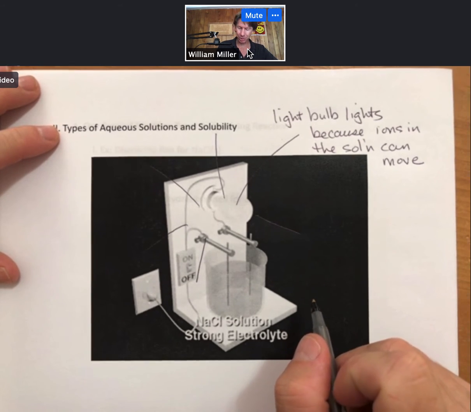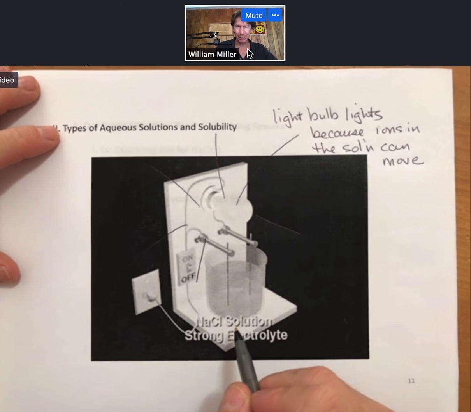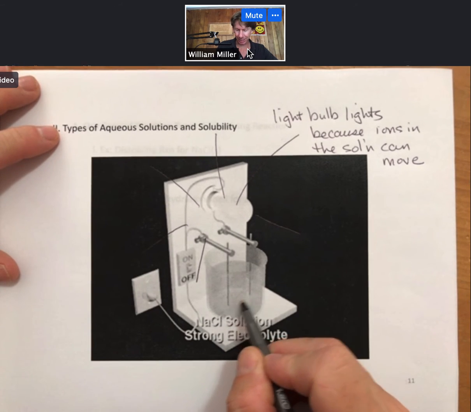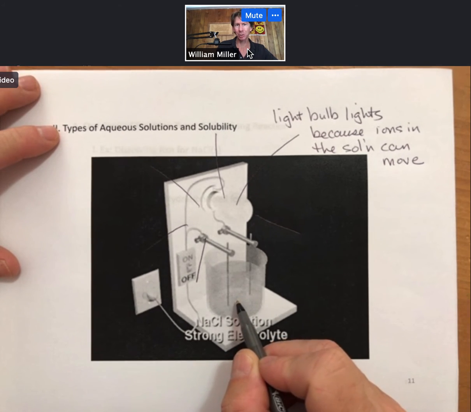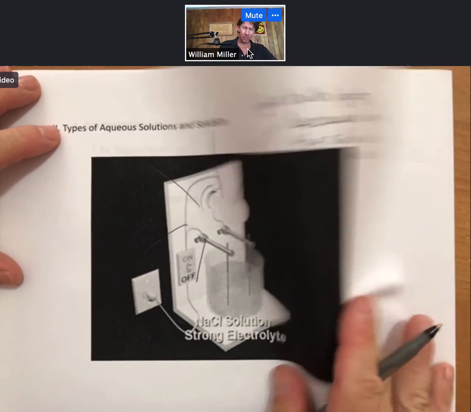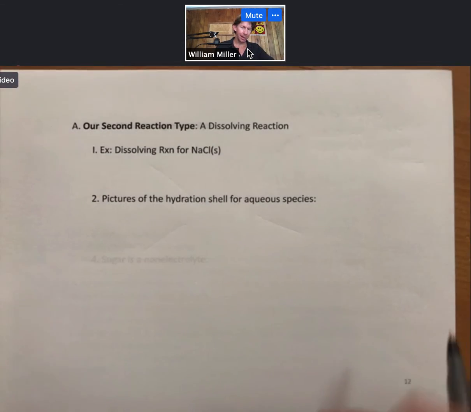In sugar solutions, there are no ions and there's no current. So think of this as there's no movement of charge and you can't close the loop. Well, that's an introduction to it.